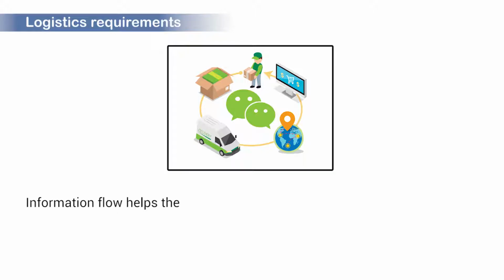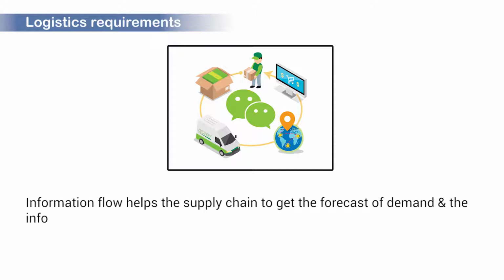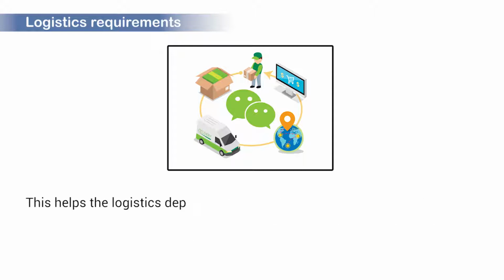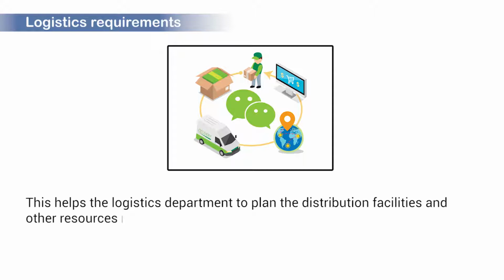Information flow helps the supply chain to get the forecast of demand and the information regarding customer orders and the inventory status of the members of the supply chain. This helps the logistics department to plan the distribution facilities and other resources required for implementing the capacity plan.